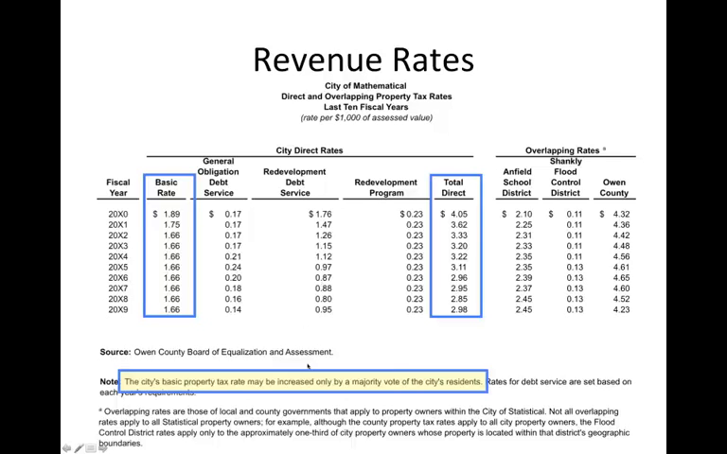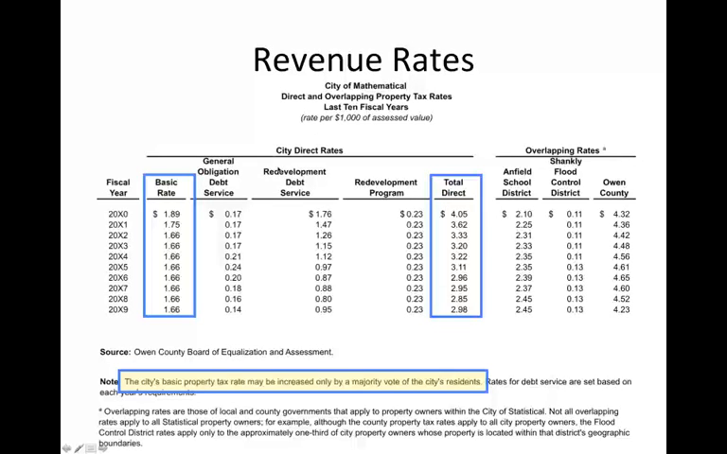One other thing that you're also going to see here is if there are any limits on the government's ability to raise this most significant own source revenue, it will present a note on the schedule that explains that. And you can see there's a note just like that here that says that for this particular city, it can only raise tax rates by a majority vote of the city's residents, which may explain why the basic rate has been stuck at 1.66 all this time.